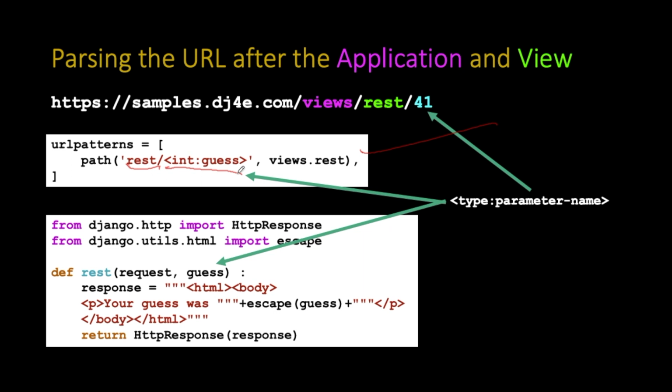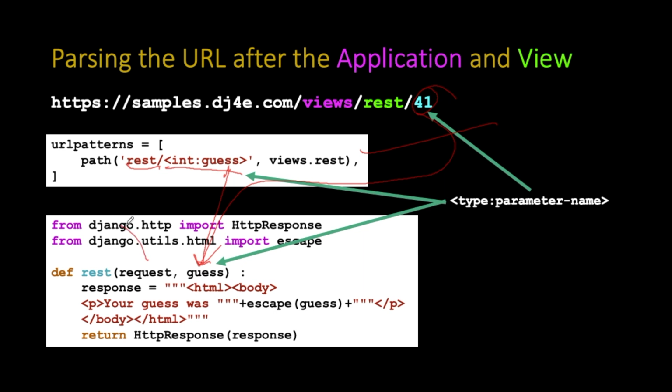And what that is, and you can go look this up in the Django documentation, there's a whole series of these things, that says the parameter after the word rest is an integer, and please pass it in as the parameter guess. So I've chosen the name to pass it in as a parameter, and then once Django sees this, it pulls that 41 off and hands it to us. So we don't have to tear the URL apart.